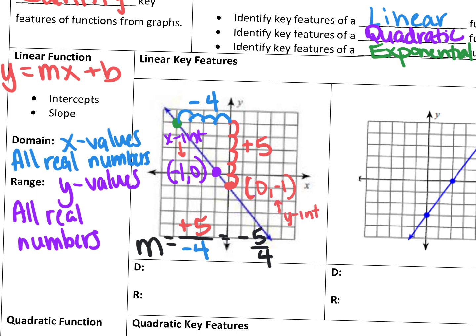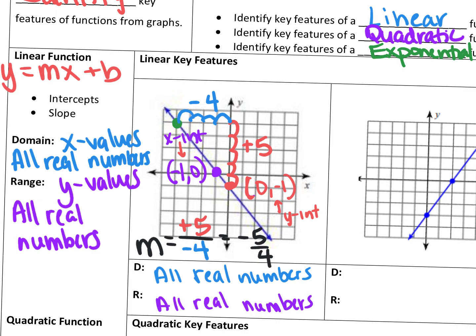Now, the domain of this function, recall what we just said, it goes on all the way to the left, all the way to the right forever. So the domain is all real numbers. And the range of the function, it goes up and down forever, is also all real numbers. Every linear function will have a domain of all real numbers and a range of all real numbers.